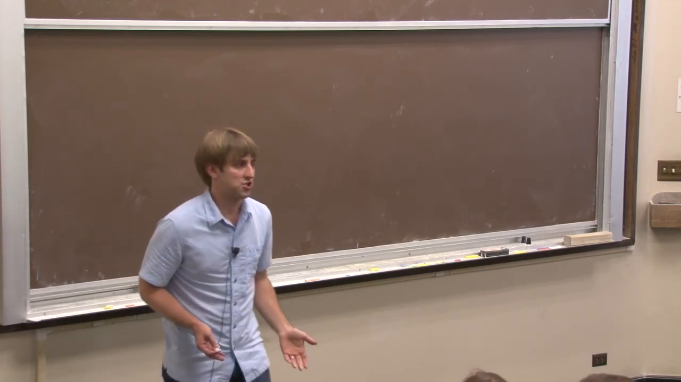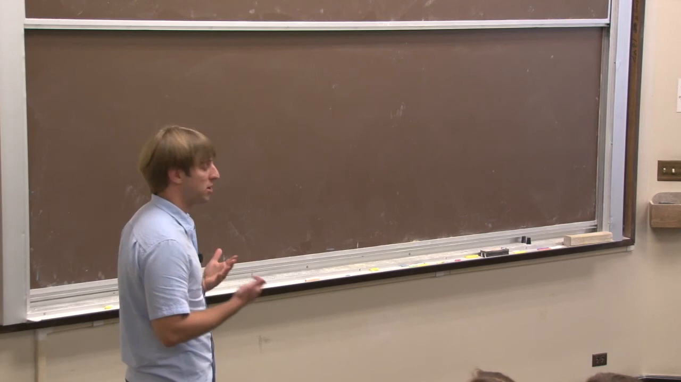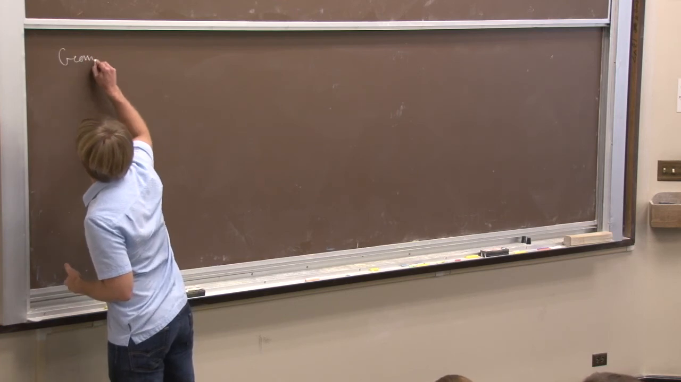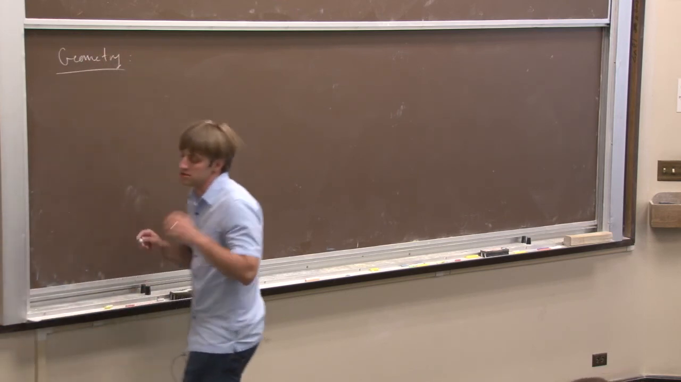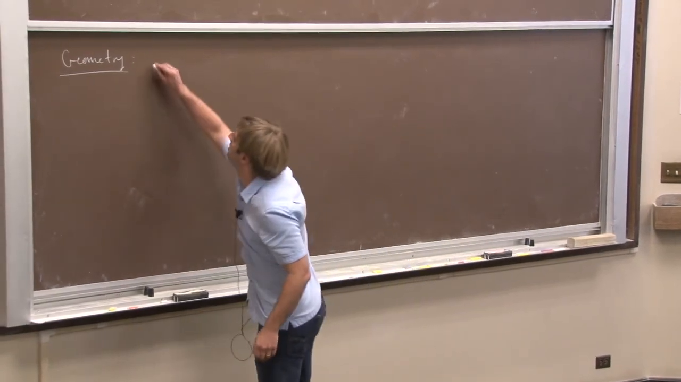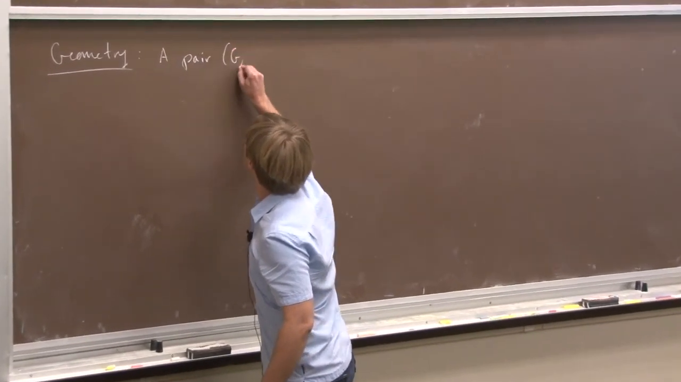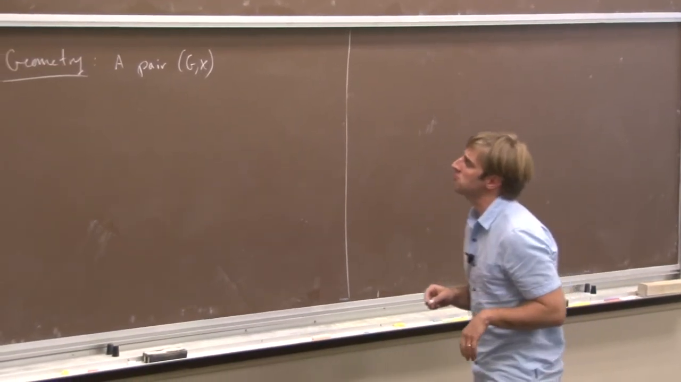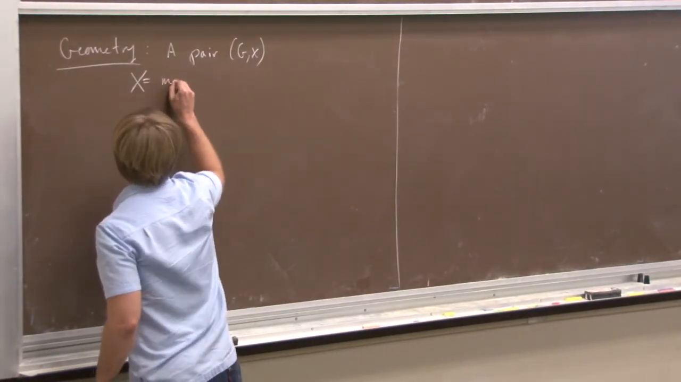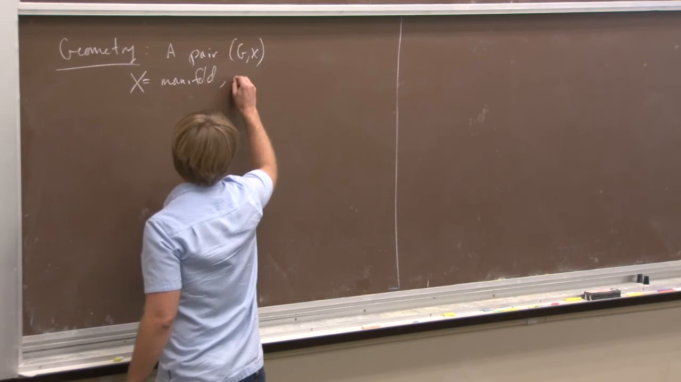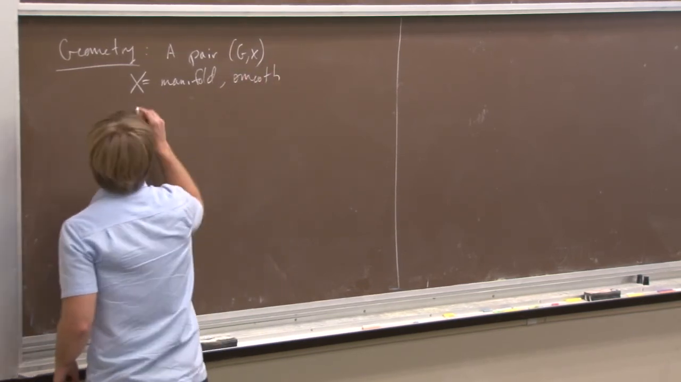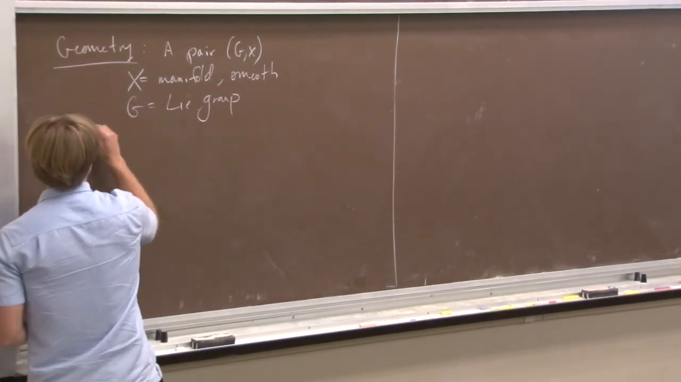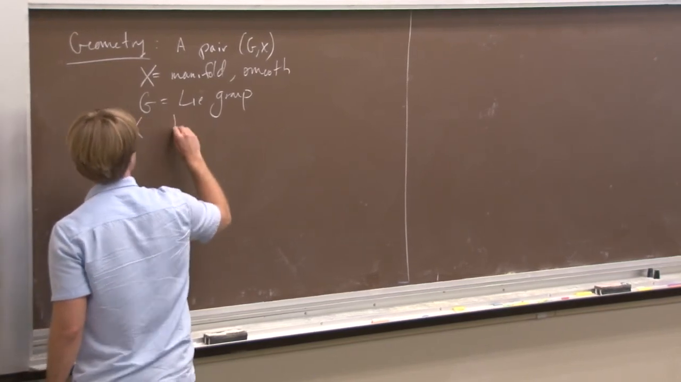Okay, so what's a geometric structure on a manifold? Well, it's a way of taking a topological manifold and imposing some geometry. So what's geometry? What we'll mean by geometry is a pair GX, where X is a smooth manifold, and G is a Lie group which acts on X by diffeomorphisms.